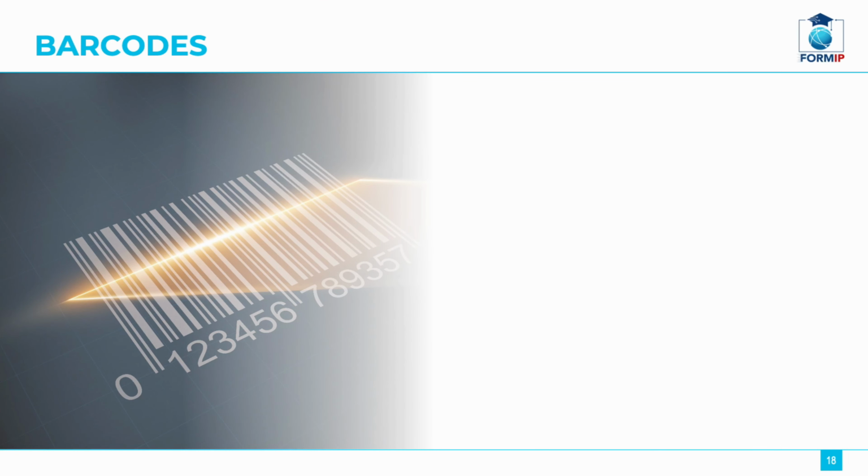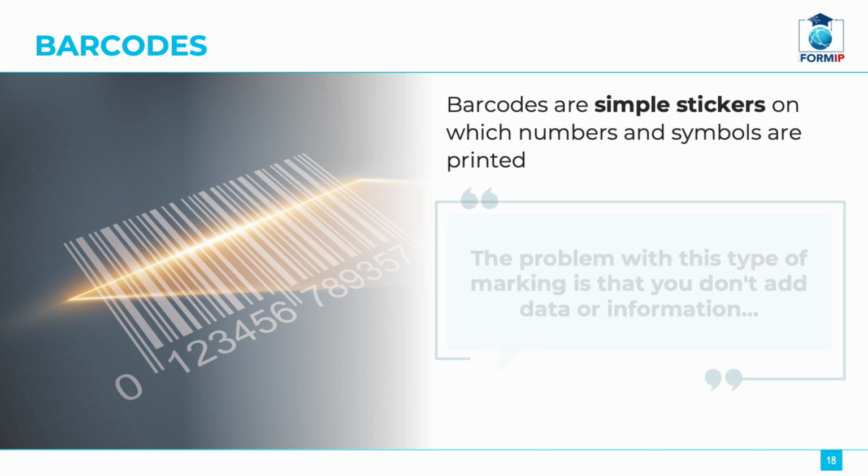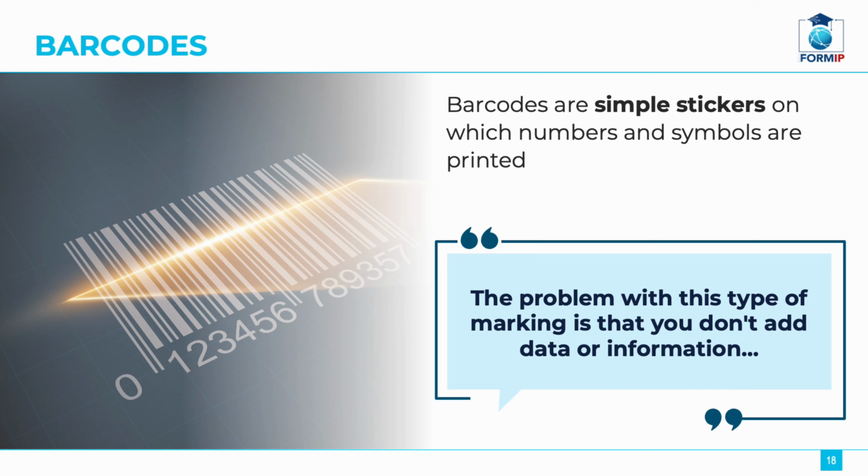Barcodes. To manage the stock, it can be done by barcode. These are simple stickers on which barcodes are printed with numbers and symbols. The barcode is like a digital fingerprint for an item. It is a binary code, which can be easily scanned. The problem with this type of marking is that you can't add data or information.